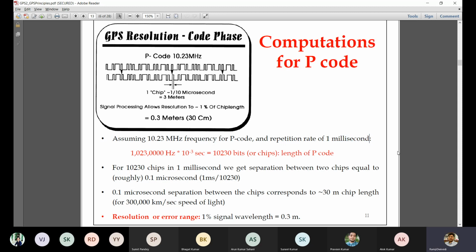For 10,230 chips in 1 millisecond, we get a separation of 1 millisecond divided by 10,230 chips, which makes it a 30-meter chip length. And an individual chip, corresponding to 30 meters, you take a resolution of 1% of the signal wavelength. That makes it 0.3 meter.